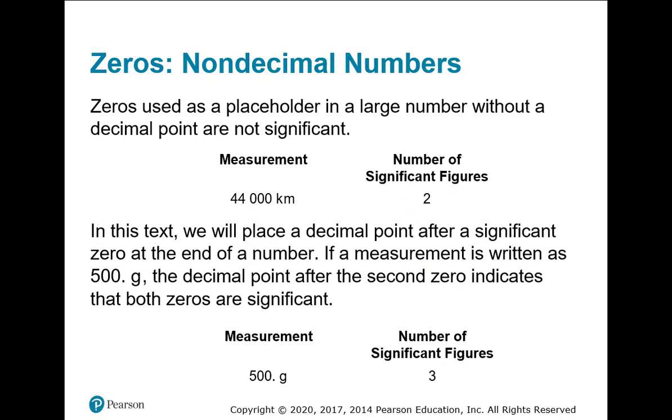Zeros used as placeholders in a large number are not significant. 44,000 only has 2 significant figures. Just those 2 4s. Those zeros are not.